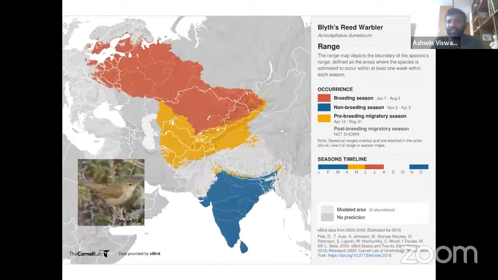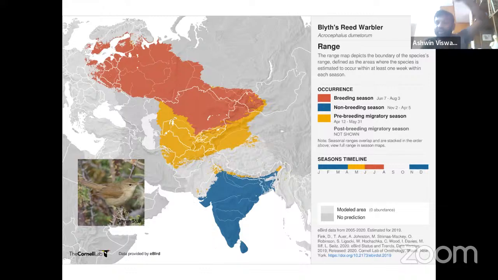But first, I'll go to distributions. Distributions is something we already spoke about. Where do they spend the summer? Where do they spend the winter? So you see the breeding season for this bird, Blyth's reed warbler, which leaves my house in April. Till early April, it's here.